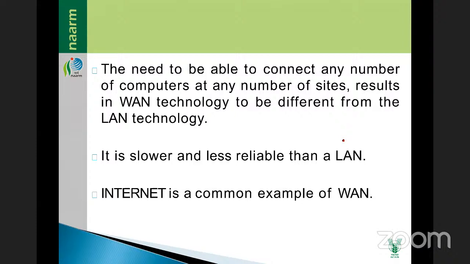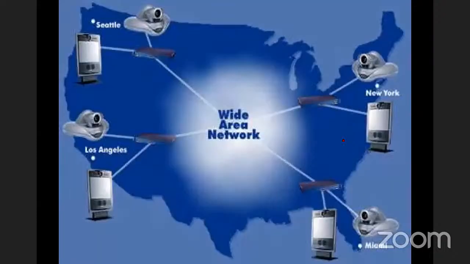The internet is a common example of WAN. The internet, whatever we are using, is a common example of WAN connections. You see, the wide network is connected to New York, Miami, and everywhere there is a server. New York details will be kept in one server, and other places like Seattle and Los Angeles we can connect through WAN, wide area network. LAN connection is only within a building. MAN connection is within metro cities. And wide area network means the entire world we can connect through WAN.